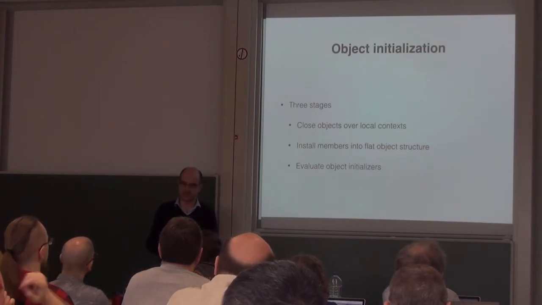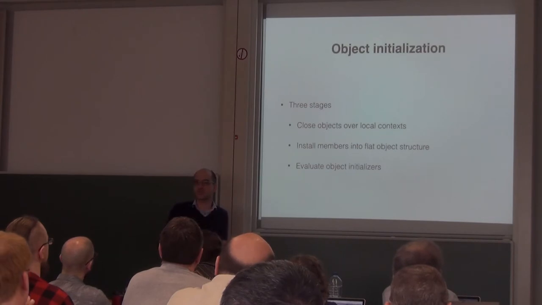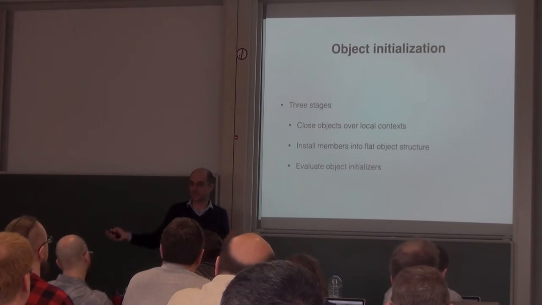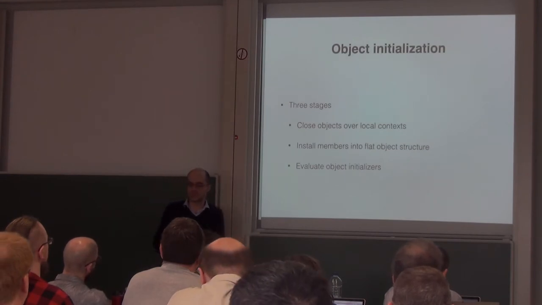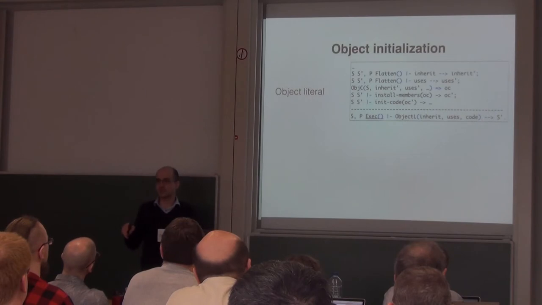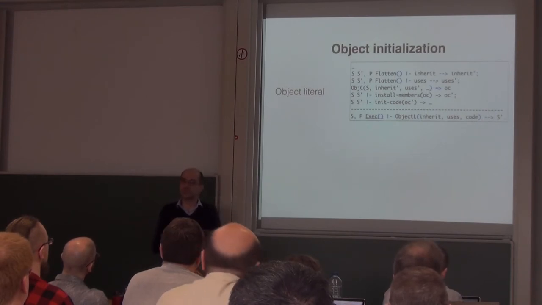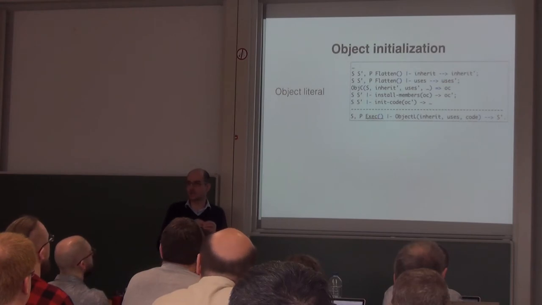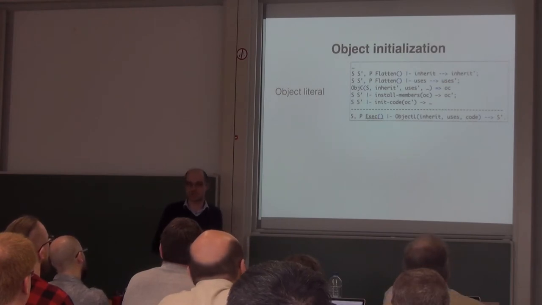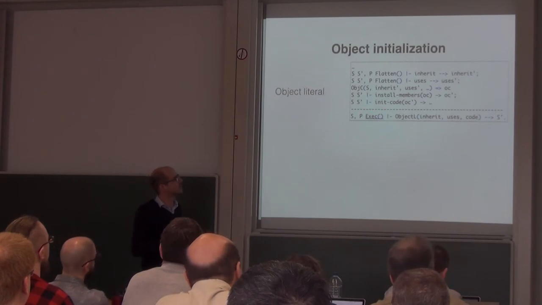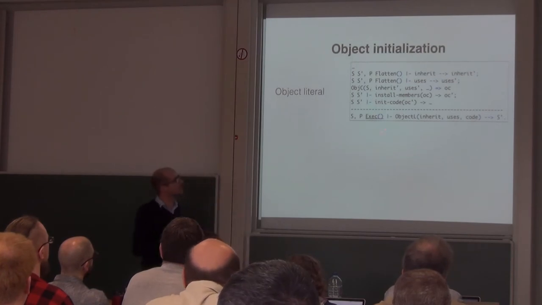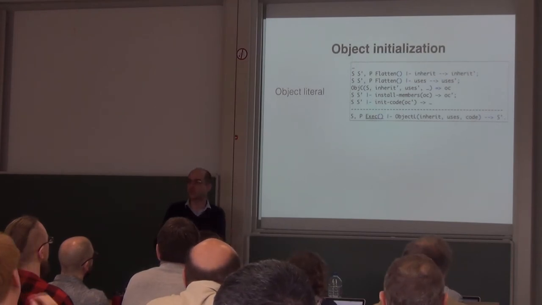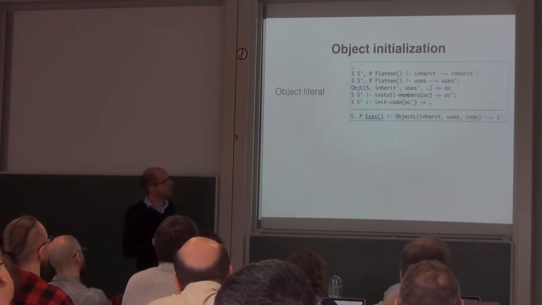a three-stage object initialization. At first, we evaluate the inheritance expressions to create this hierarchy of object closures. Then we install members into the flat structure, and then we actually evaluate the object initializers. And all of the reduction rules for regular evaluation are reused for object construction. We have a flag, which is a phase indicating what kind of evaluation we're in. If we're in an exec phase, we're really just doing normal regular object expressions.